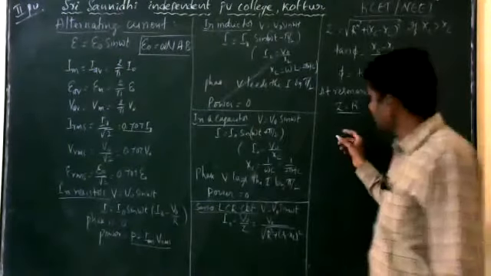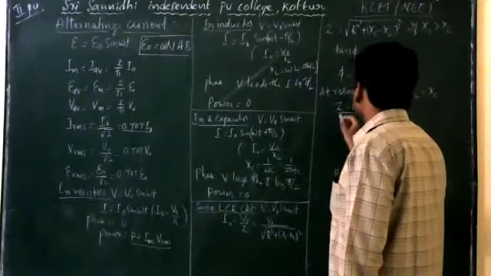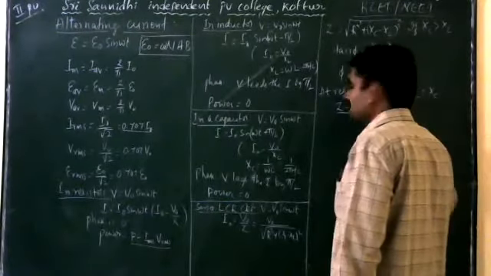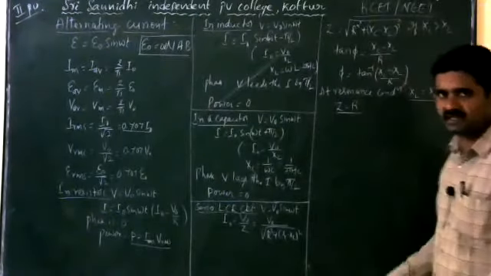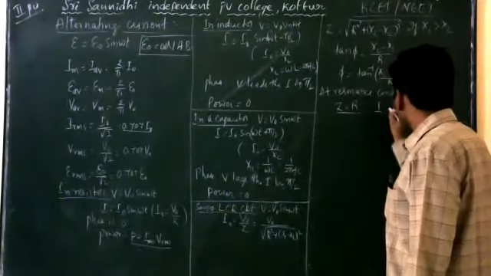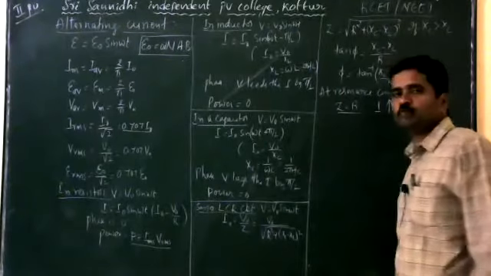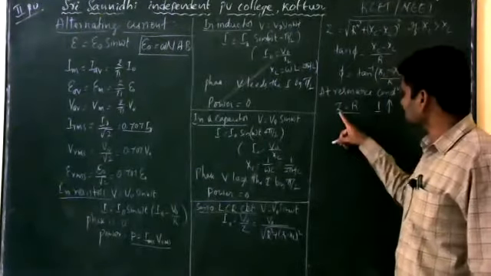So, okay. If XL is equal to XC, at the resonance condition, this is a very important condition. The current is maximum, the impedance is at its lowest, and Z is equal to R.